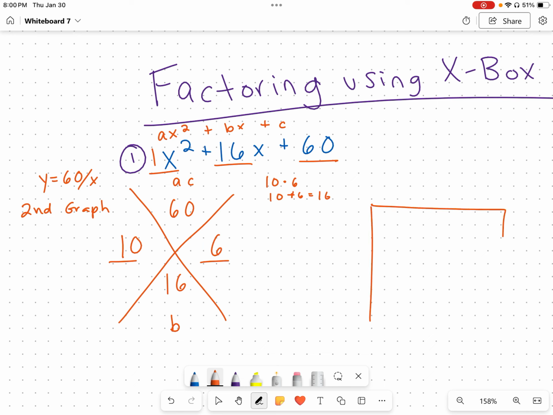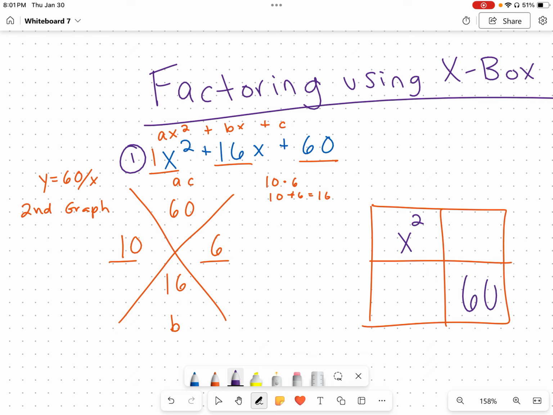So now fill in your box. So the first term, the ax squared, goes up front, and the last term goes in the last box. Then the diagonals are your magic numbers with x, so 10x and 6x. Then you factor out from there to find out what the two binomials are.